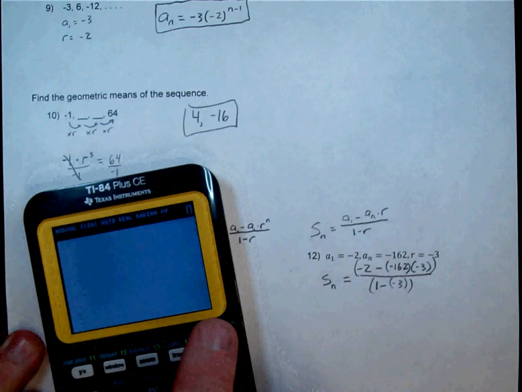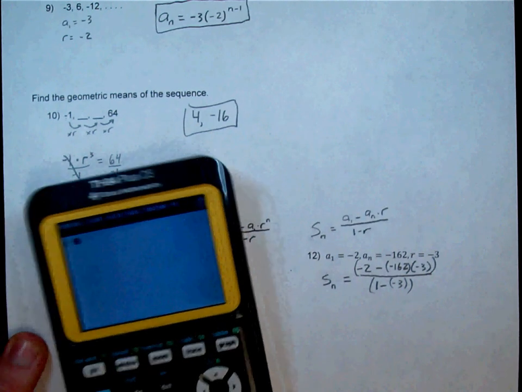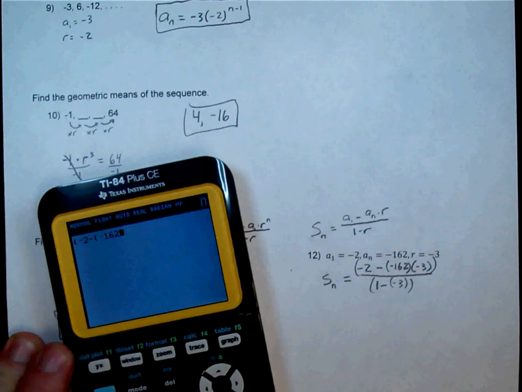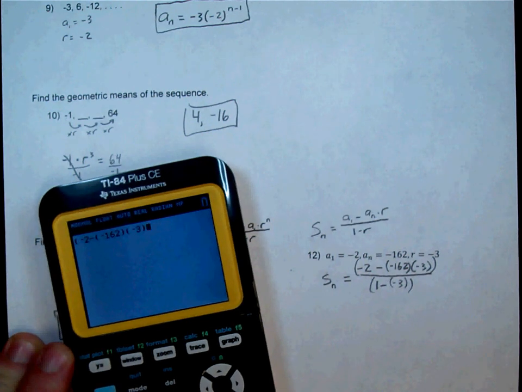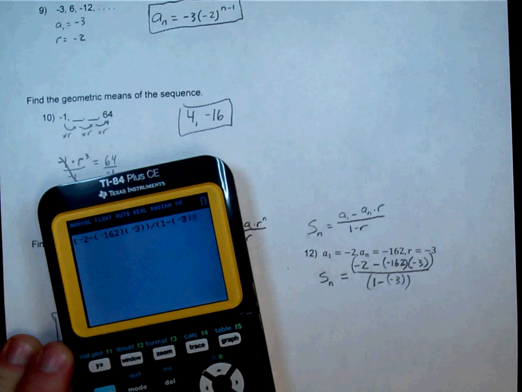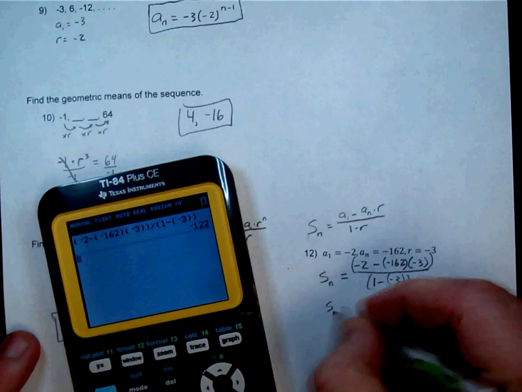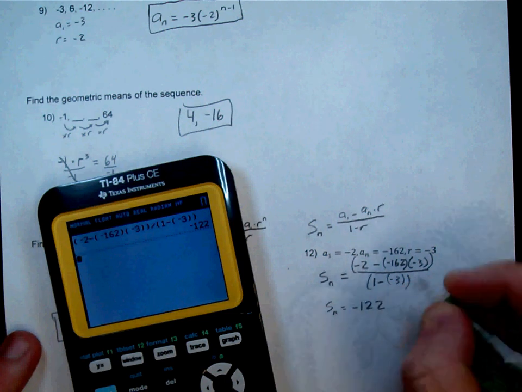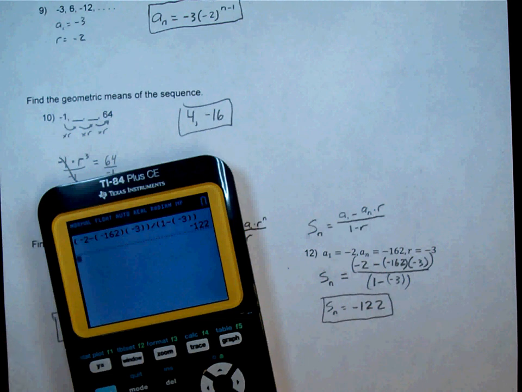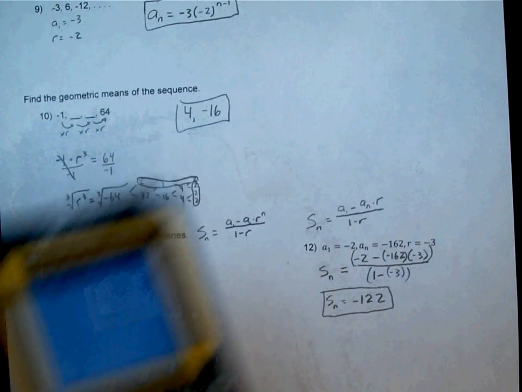Okay, let's pull the calculator in for that. Negative 2 minus negative 162 times negative 3. Close the parentheses because I'm done with the numerator. Divide by a new set of parentheses. 1 minus negative 3. Close the parentheses because I'm done with the denominator. I get an answer of negative 122. So that formula is pretty nice because I didn't even have to find out how many terms there were, and I still know what the sum is. That's a nice shortcut for that problem.